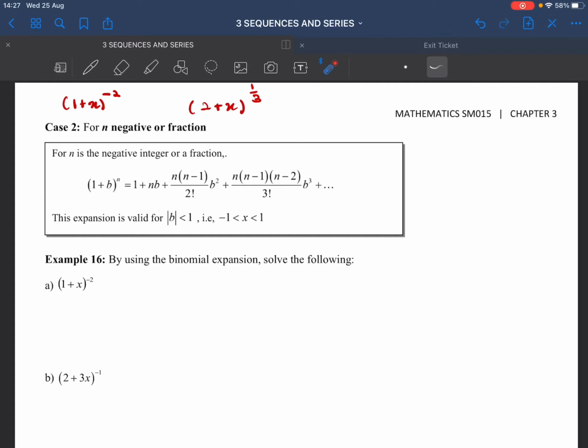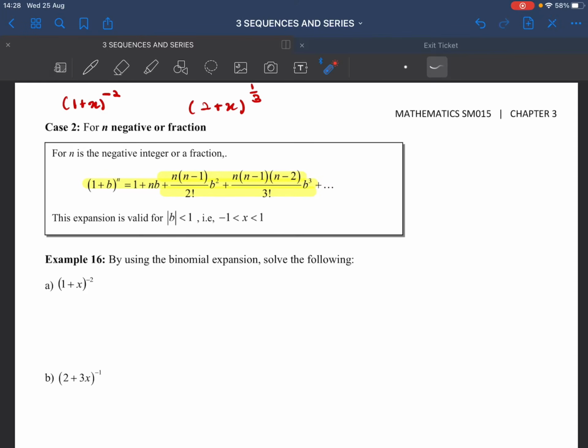So that means the first thing you have to know if you are solving a binomial expansion is to identify whether your n is a positive integer or negative or fraction. Okay, because for negative or fraction we will have a different formula. So what formula will we be using here? We have 1 plus b to the power n is equals to 1 plus n times b plus n times n minus 1 over 2 factorial times b square. Looks like a little bit complicated formula, but benda yang sama je sebenarnya, kita akan ulang-ulang-ulang.